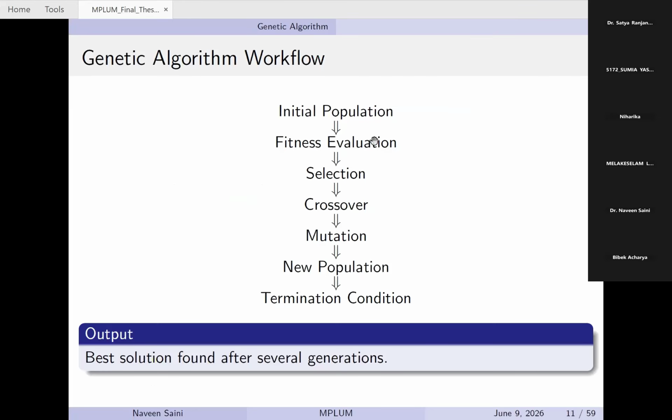Now this is the workflow. We have the initial population, we have the fitness evaluation, then selection, meaning selection of the parents for reproduction. Then we have the crossover mechanism, that means exchange of genes between the parents. Mutation means change in the gene. Then we have the new population of children. Then this is a loop that continues. I forgot to insert a loop here, but the loop is there. And then we have the termination condition. Now what will we achieve at the end? We will achieve the best solution found after several generations. It's an iterative procedure.